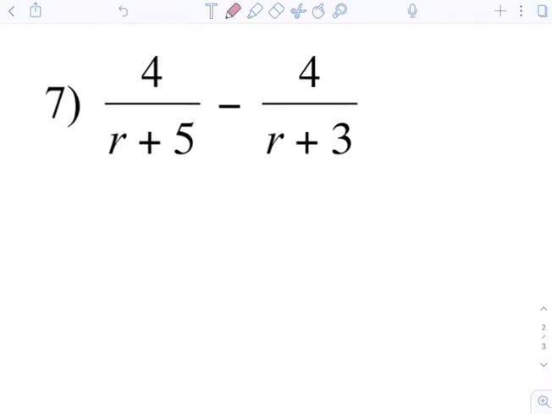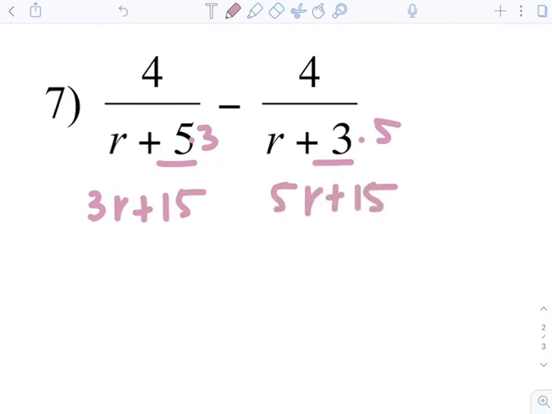Okay, number 7. So when people are trying to find the common denominators with problems like these, you guys usually try to change the 5 and the 3, and you're like, oh, well, those can match at 15, so I'm just going to multiply this by 3 and multiply this by 5. Well, that wouldn't work because that would become 3r plus 15, and that would become 5r plus 15. See how those don't match? So you can't look at it like that.